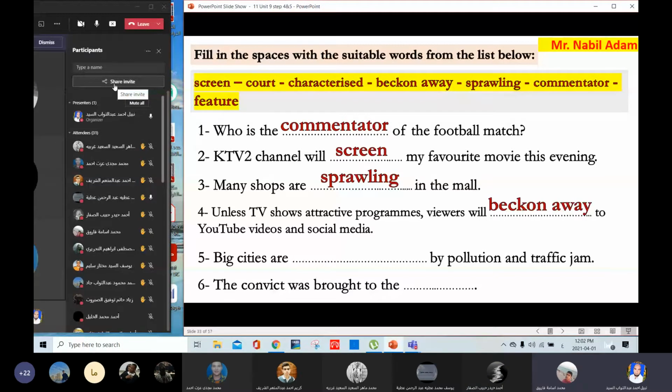The convict was brought to the future. The convict was brought to the future? No. Thank you. Ziad. To the court. Yes, the convict was brought to the court. Thank you so much, Ziad.